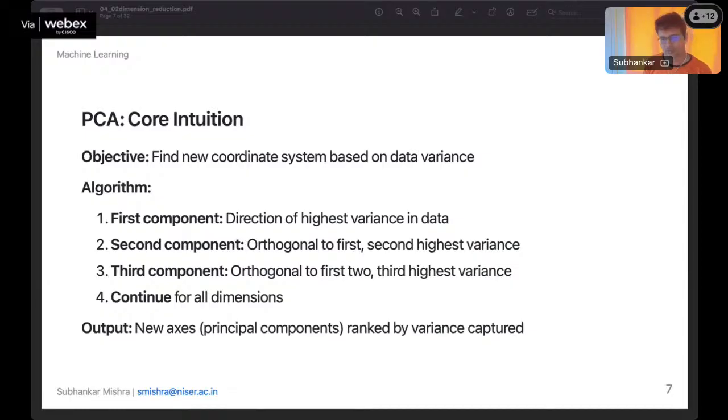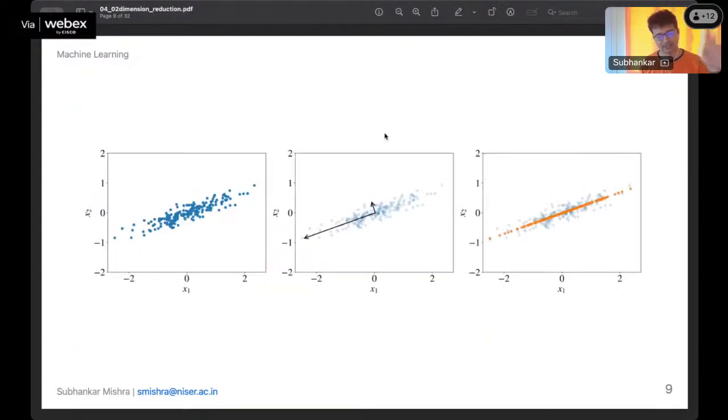So now what is the output? If we apply PCA on a data set like this, we get another set of principal components that match the number of input dimensions, but these are ranked according to the variance they show. This particular axis has the maximum variance, the next axis has the next maximum variance, and so on and so forth.